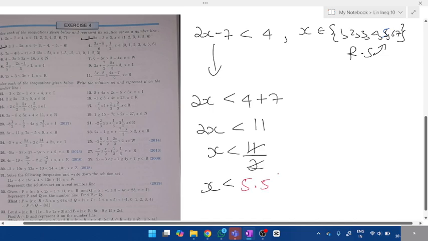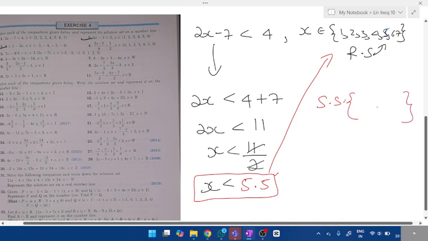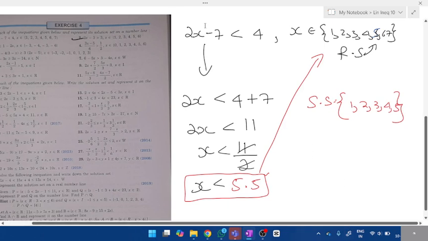5.5 is the answer. But what does x belong to? What is the solution set? What are the numbers less than 5.5? 1, 2, 3, 4, and 5. Even 5 is the answer, because 5 is less than 5.5. This is how you solve. Understood?